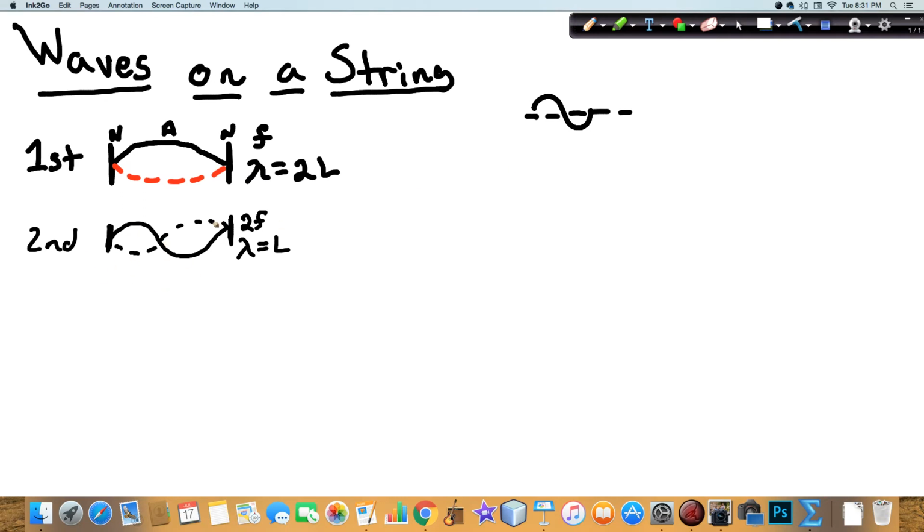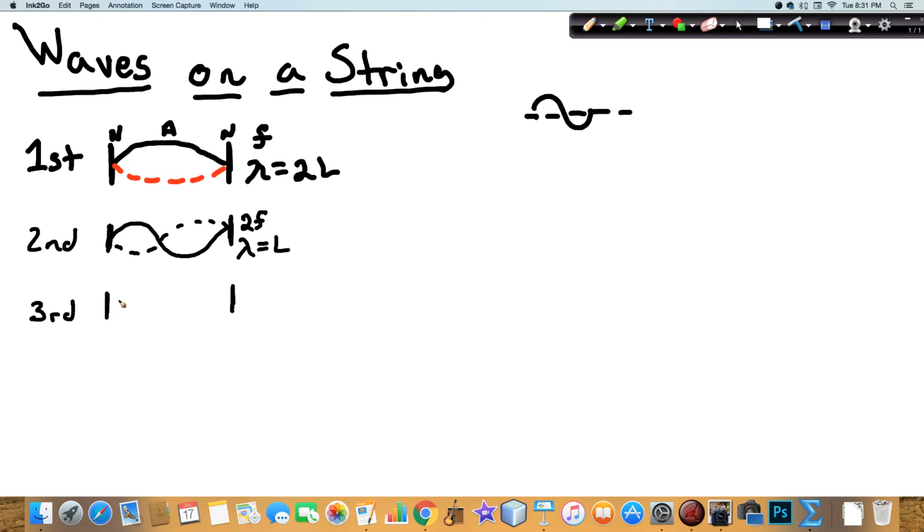You have the second harmonic, it's twice the fundamental frequency, and the wavelength is going to be the length of the string. All right, so let's do the third harmonic now. Here we go, third harmonic, same length of the string, but now instead of having 2 fundamental frequencies, it's going to have 3 fundamental frequencies crammed into here.